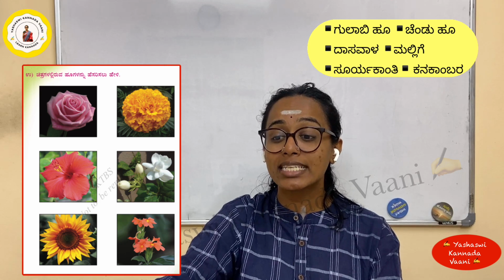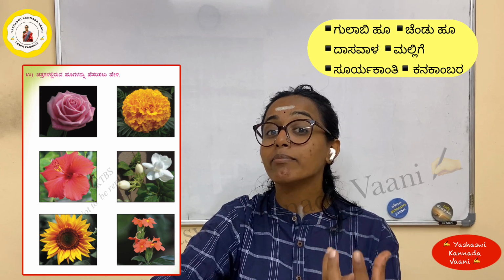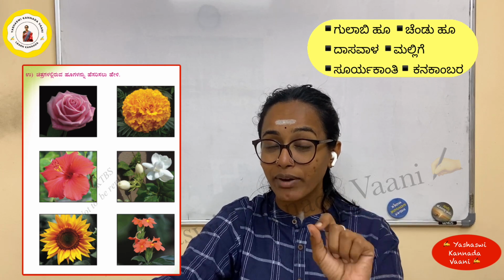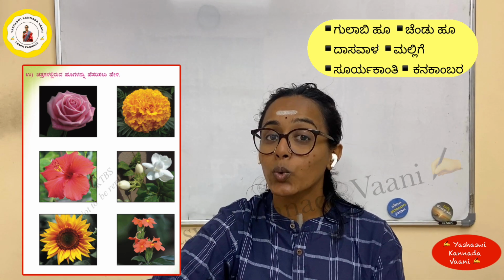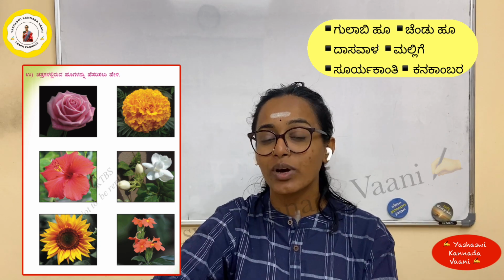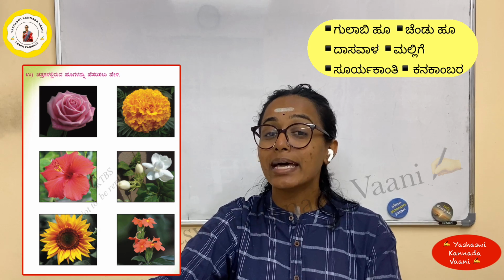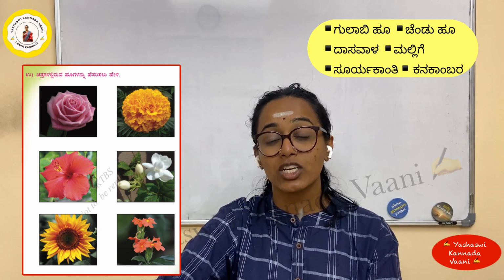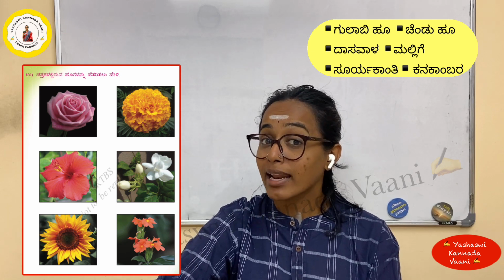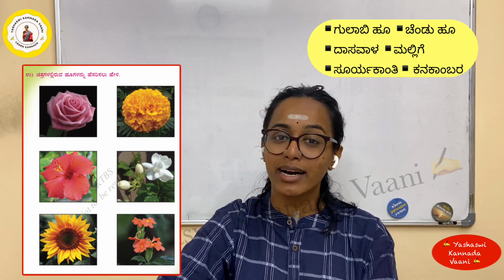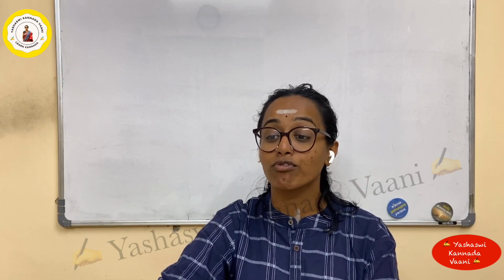ಚಿತ್ರದಲ್ಲಿರುವ ಹೂಗಳನ್ನು ಹೆಸರಿಸಲು ಹೇಳಿ. So you have to name the flowers. The first one ಏನು? Rose, ಗುಲಾಬಿ ಹೂ. I hope you can write it. ಗುಲಾಬಿ ಹೂ. Next one. Right side, ಚೆಂಡು ಹೂ. Next one ದಾಸವಾಳ, hibiscus. Next one ಮಲ್ಲಿಗೆ. Next one ಸೂರ್ಯಕಾಂತಿ, sunflower. Next one ಕನಕಾಂಬರ. Clear? So here we complete the lesson, the exercises of lesson Hudhota.